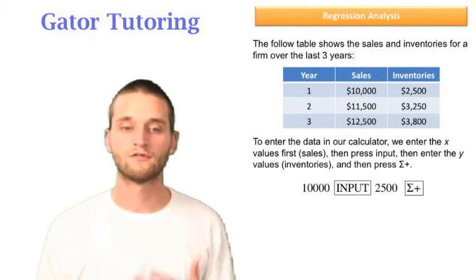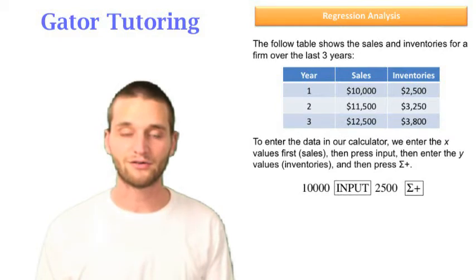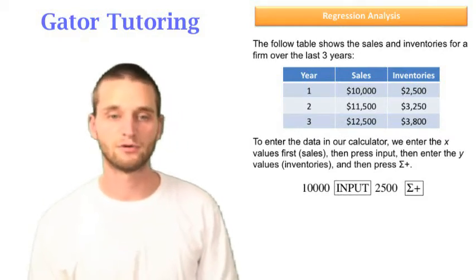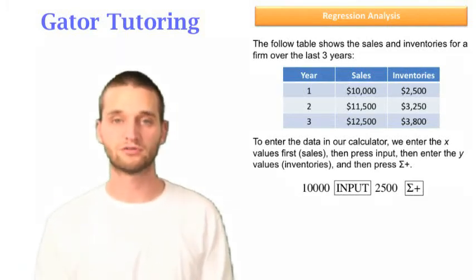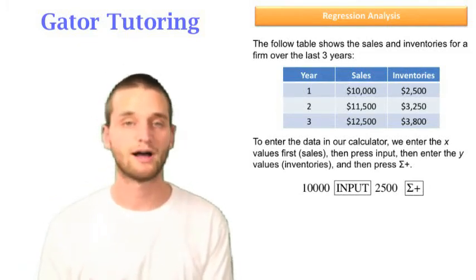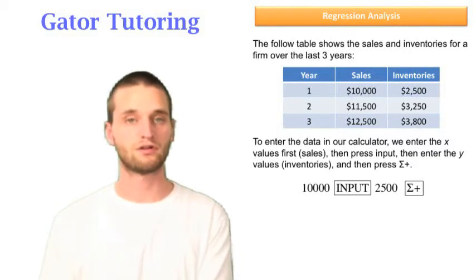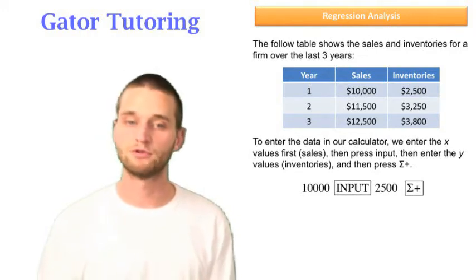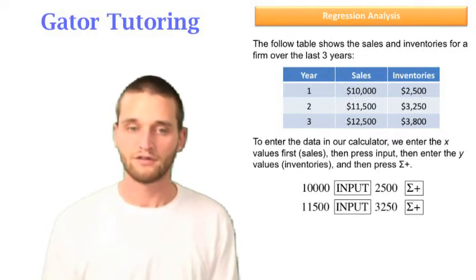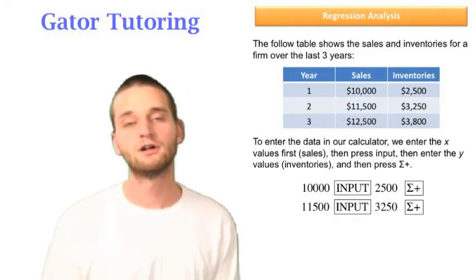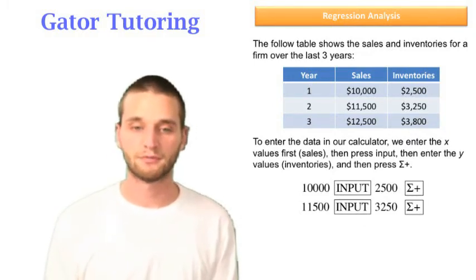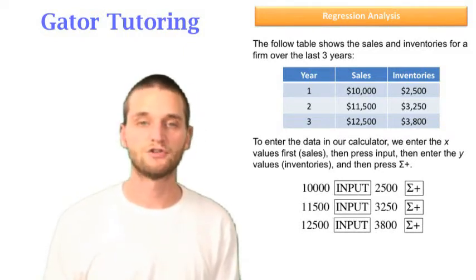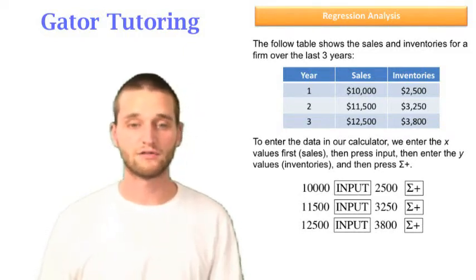So let's do it. The first data point is $10,000 for sales. Remember, we enter that first, the x data, the independent variable, sales. So we put 10,000, we press input, then we press 2,500, the y variable, inventories, and then we press sigma plus. That tells the calculator we're done with the first row of data, and we just move down the table. The second year, sales are 11,500, input, 3,250, sigma plus, and finally 12,500, input, 3,800, sigma plus. And that's all of our data points.